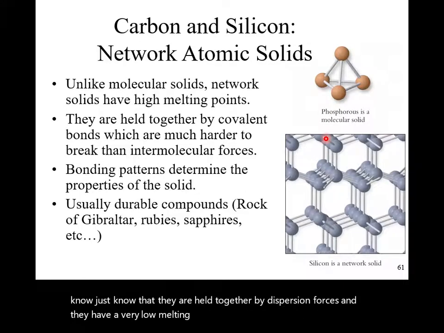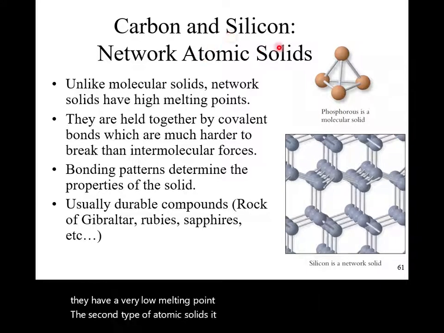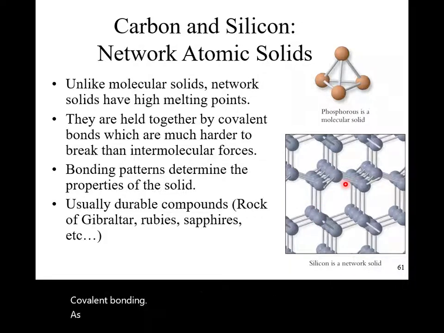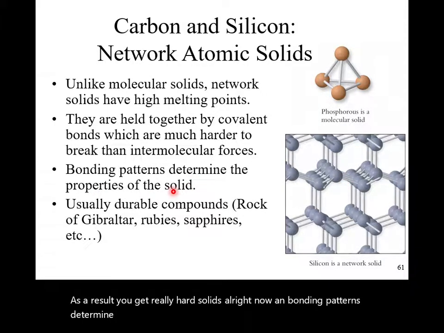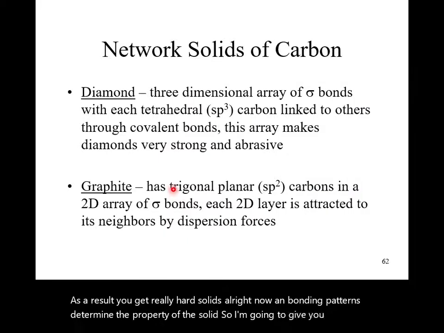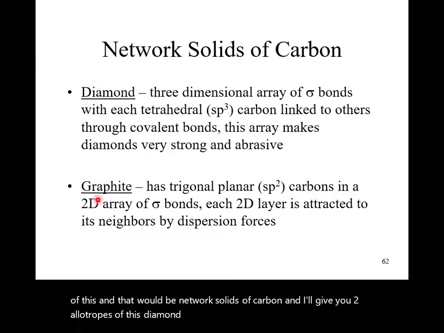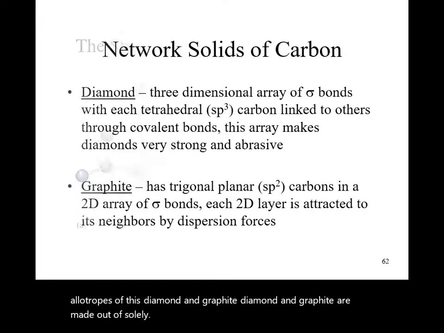The second type of atomic solids are network solids. These network solids are held together through a network of covalent bonding. As a result, you get really hard solids. Bonding patterns determine the property of the solid. I'm going to give you one example of this, and that would be network solids of carbon. I'll give you two allotropes of this, diamond and graphite. Diamond and graphite are made out of solely carbon atoms.